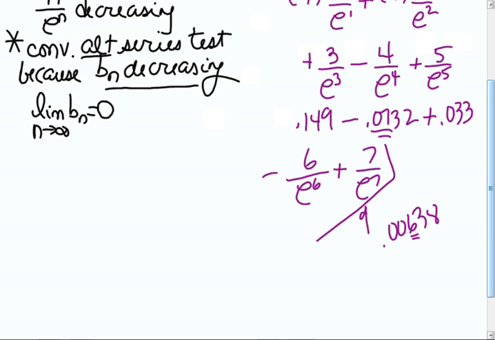Do you have to what? You might. But all you have to do is write out your terms, and you find the one that's smallest. Because the next one's going to be smaller yet. Oh, and it's time to go.